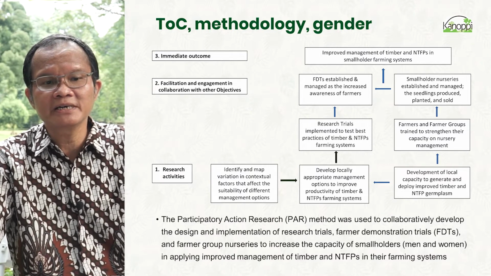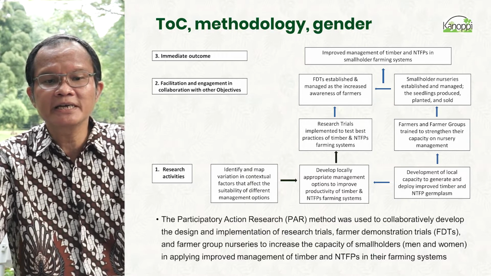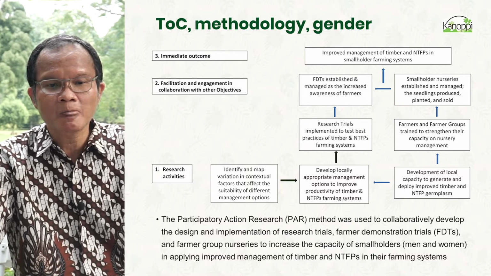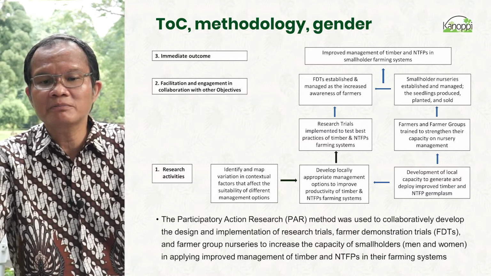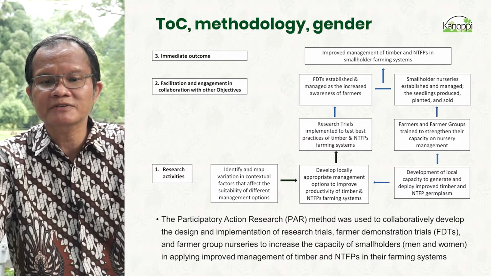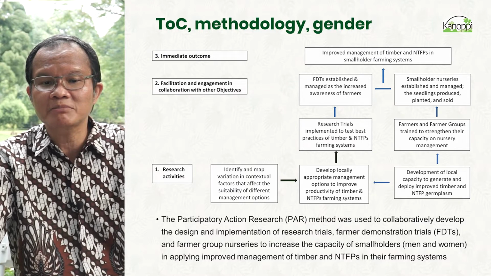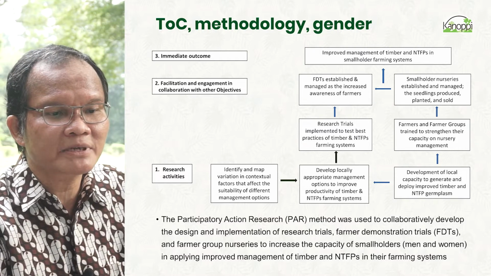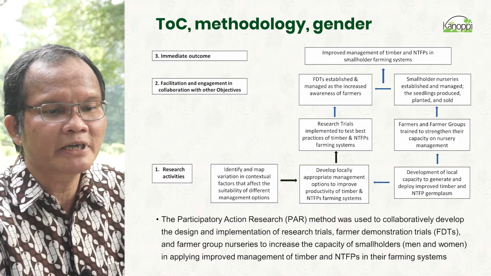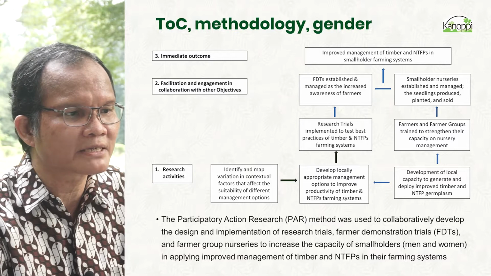To achieve our immediate outcome, which is improved management of timber and NTFPs in smallholder farming systems, we start with the research activities, including identifying and mapping variation in contextual factors. And then we develop locally appropriate management options to improve productivity of timber and NTFP farming systems, and also to develop the local capacity to generate and deploy improved timber and NTFP germplasm.